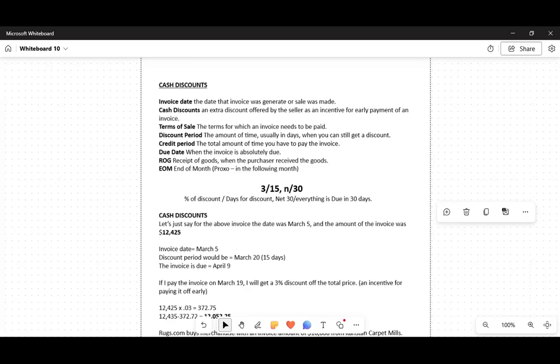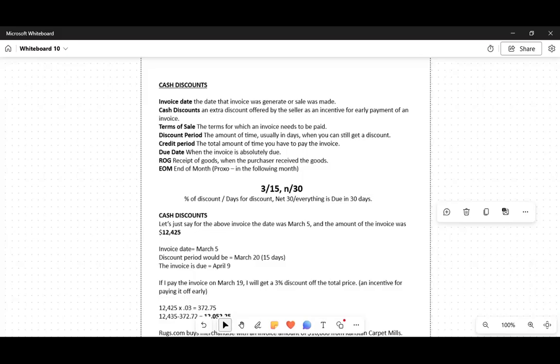Now, there are specialty cash discounts like receipt of goods. It's ROG. You can see that at the bottom of the list. That means that the clock doesn't start until you receive the goods. So I might have ordered them 2 weeks ago and didn't get them yet, and now I got them. So the day that I got them, the clock starts ticking for my 15-day discount.